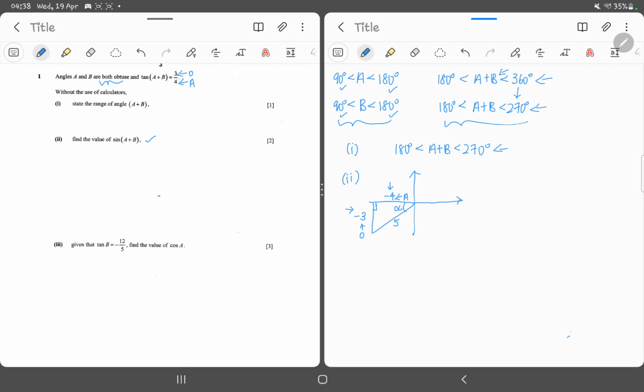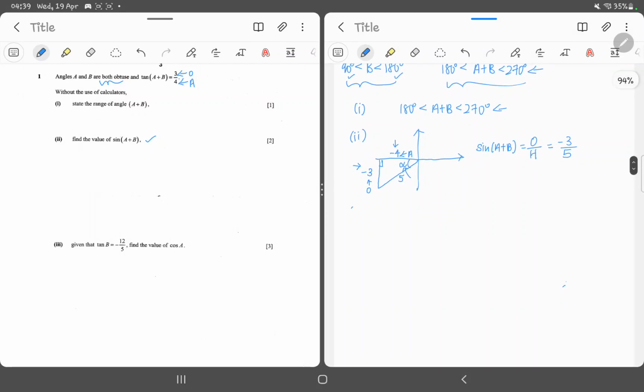Okay, so now that we have established this diagram over here, we can easily see that sine (A plus B), in this case we can look at this alpha, the basic angle, as our reference, is O over H, which means that it is equal to minus 3 over 5. And we are done. Let's move on to part 3.